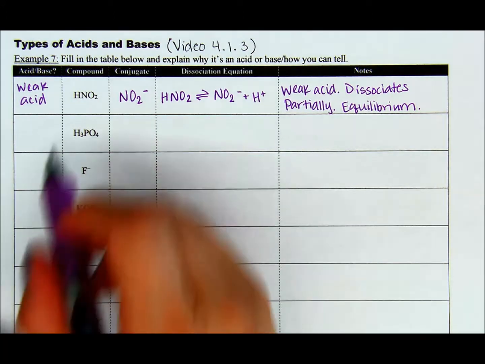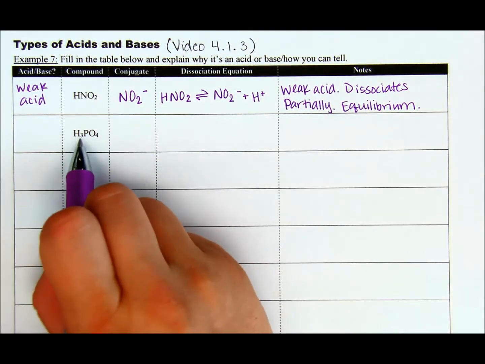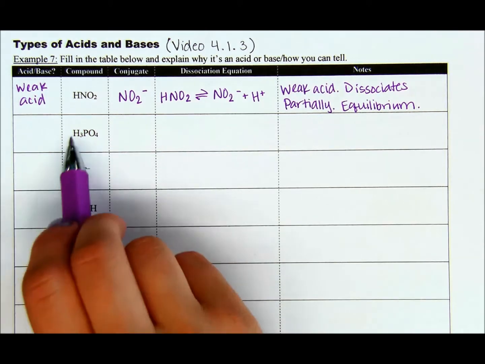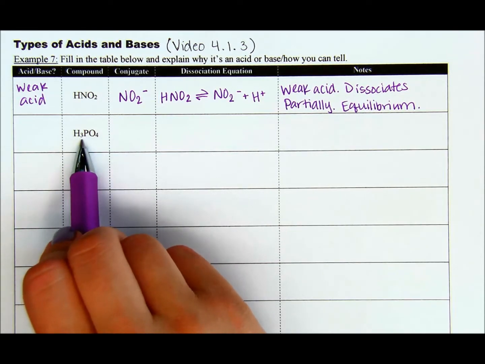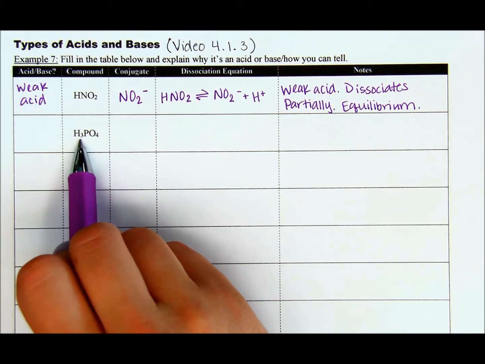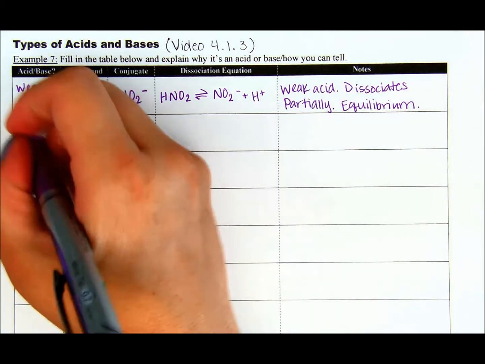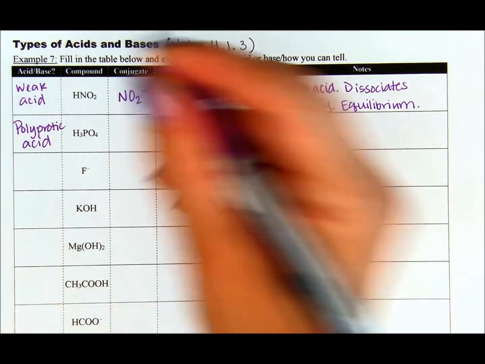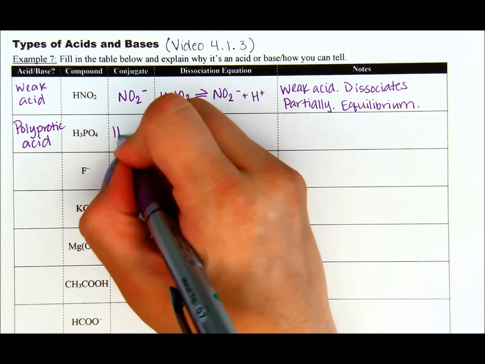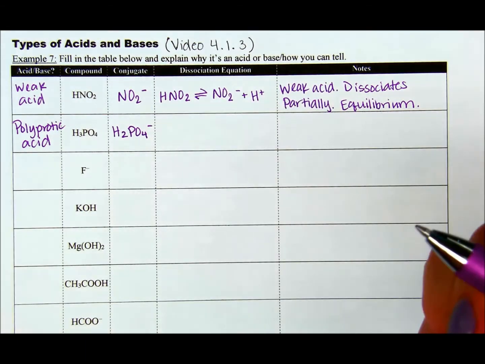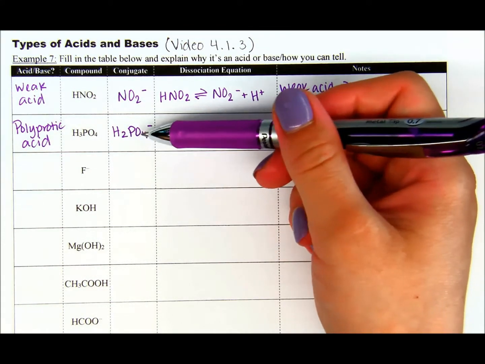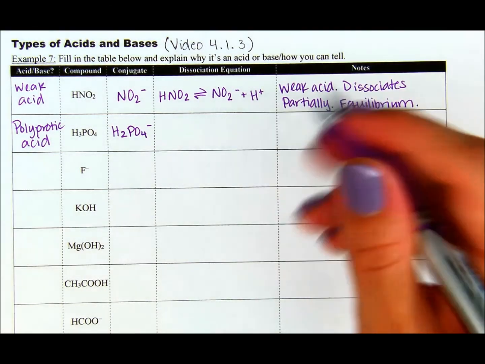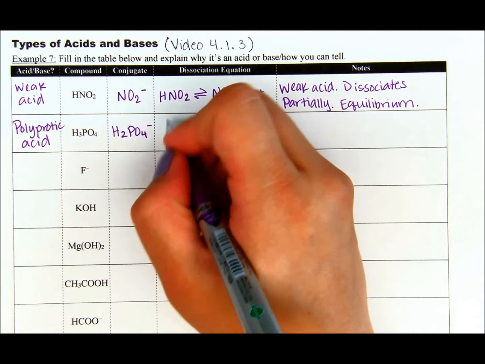Okay, next one. H3PO4, phosphoric acid, is a polyprotic acid. This is a weak polyprotic acid. Poly meaning many, protic meaning protons, so you have H3. You can actually pull off those three protons, but just one at a time. So this is a polyprotic acid. And its first conjugate is H2PO4 minus. Now you can dissociate this again into HPO4 2 minus and just PO4 3 minus to get all the way down to your phosphate polyatomic ion here. But we're just going to do the first dissociation.